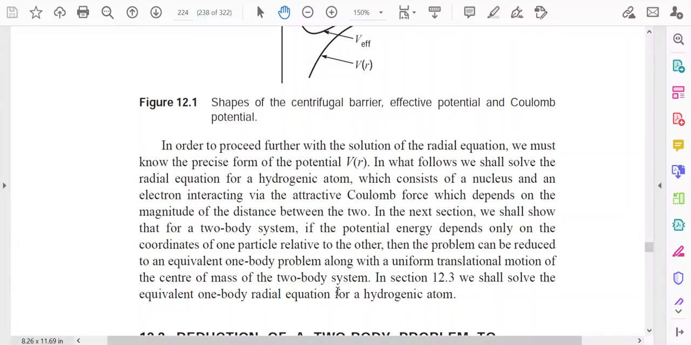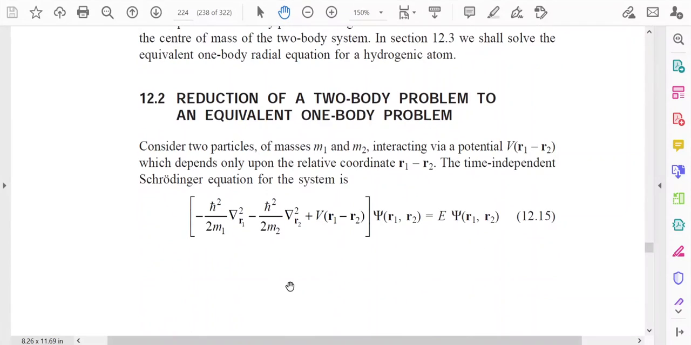So now we will learn about two-body systems. What are two-body systems? Where there is a nucleus and an electron. Such systems, basically the hydrogenic atoms, are two-body systems. So two-body systems can be reduced to one-body systems, and in that case the radial equation can be solved very easily. So let us learn how to reduce a two-body system into a one-body system.